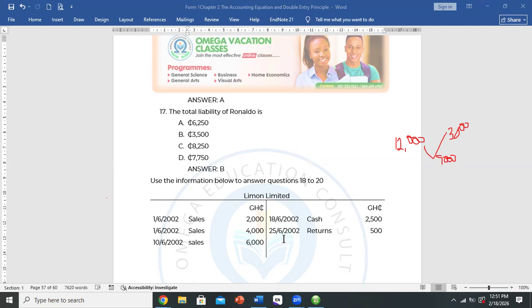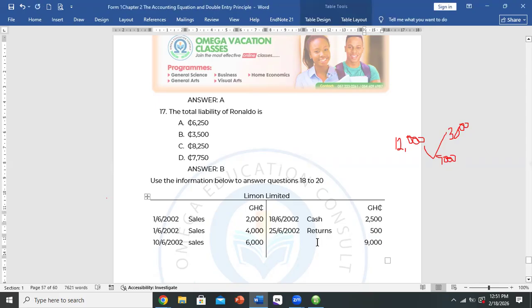So we come to this account. We are going to put the 9,000 here and call it balance c/d, using the closing date. If you look through the account, you see that this is June, right? 18th June, 25th June. So June has 30 days: September, April, June. June will end on the 30th, right? So the date will be 30th June.